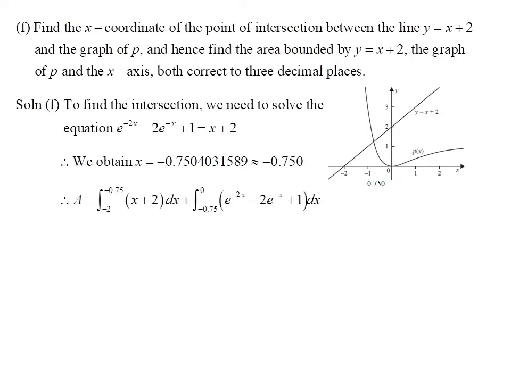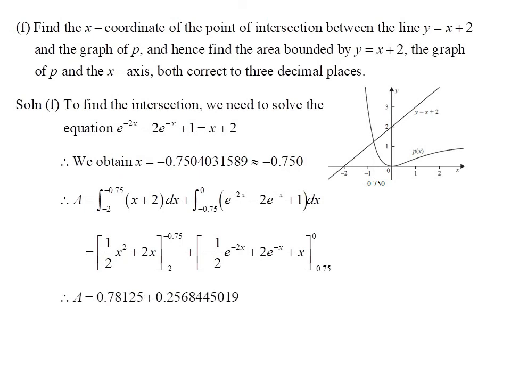Hence, the bounded area equals the integral from -2 to -0.75 of (x plus 2) dx, plus the integral from -0.75 to 0 of (e to the -2x minus 2e to the -x plus 1) dx. Again, with the help of CAS graphic calculator, we calculated the area, which is 1.078 units squared.